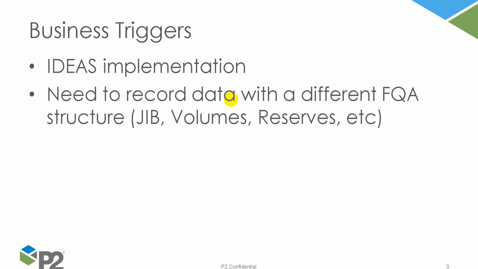Another case might be when we need to record data in an FQA that's different from the one we had determined for the ledger. So if we are, say, implementing IDEAS, the first thing we would do is set up the ledger for accounting purposes, and usually we will call it the GL ledger, and that might have a structure of elements for coding transactions that is different from what we may need for other purposes.